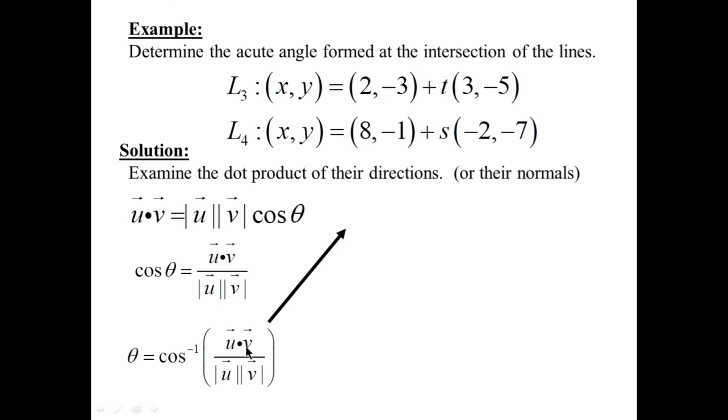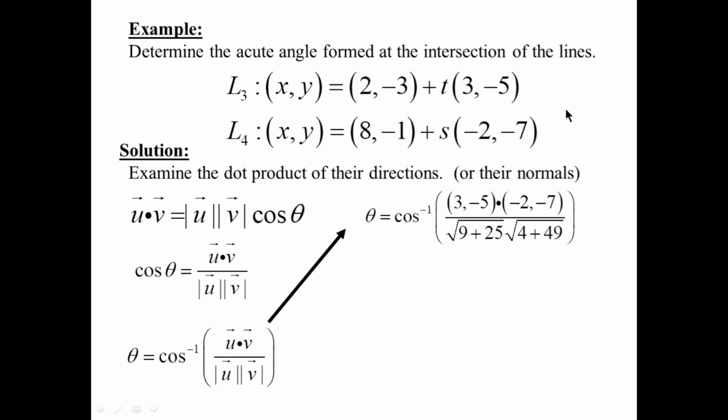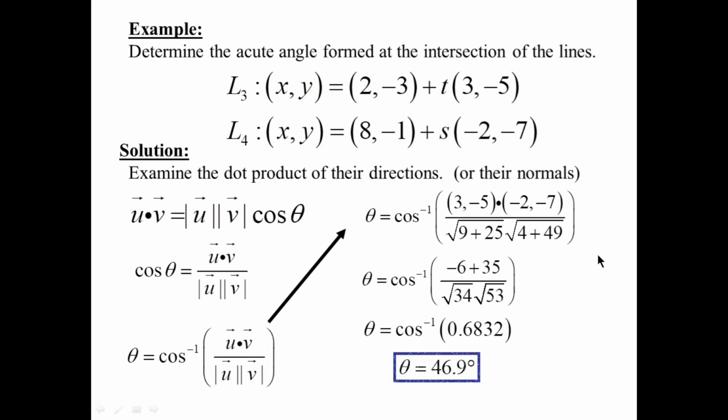Now, turning these u's and v's into these two vectors, we get this: the magnitude of u being the square root of 9 plus 25, the magnitude of v being the square root of 4 plus 49, and doing some of the math here, performing a dot product, 3 times minus 2, minus 5 times minus 7. Tidying this up, you can then turn this into a decimal and take the inverse cosine.